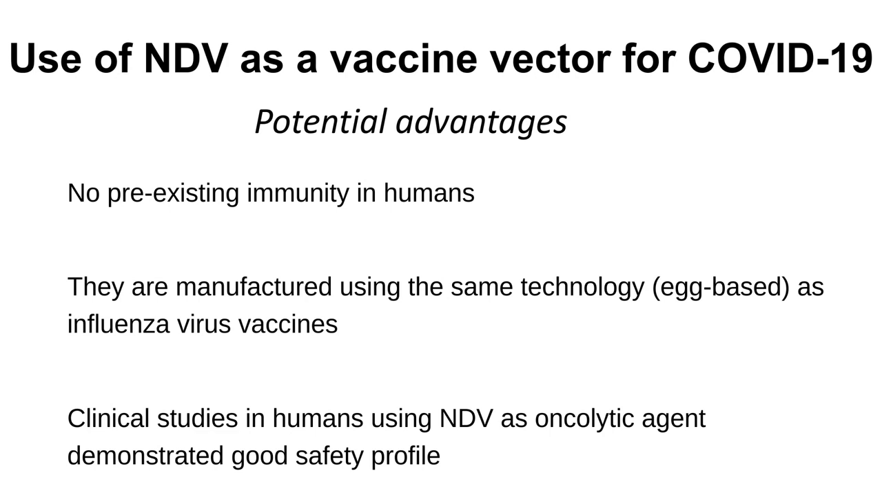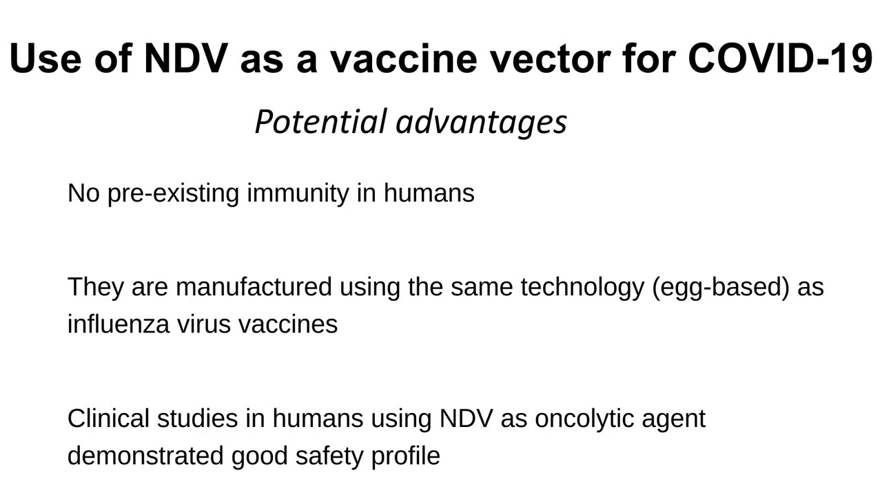And it grows very well in eggs. It can be grown in eggs, and the egg material can be used for making the vaccine seeds that are required for vaccination, similarly to what is done with influenza virus vaccines. And there are many countries, even developing countries, that have production facilities for influenza vaccines, and they can use these facilities also to now produce a Newcastle disease virus-based vaccine.